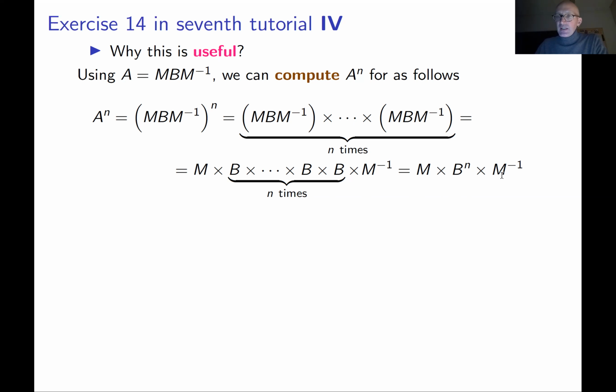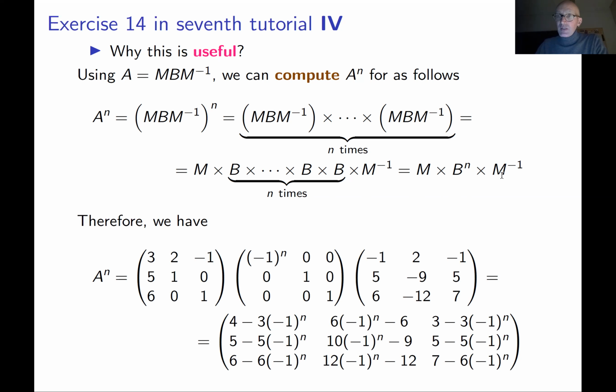But the power of B is very easy to compute. Yeah, because it's a diagonal matrix. When you multiply diagonal matrices, you multiply the corresponding diagonal elements. And the diagonal elements of B are just -1, 1, 1. So it's very easy to compute. Basically, B to the power of n is identity if n is even, and it's B if n is odd. So you get this expression for A to the power of n. And if you wish, you can simplify it like this.